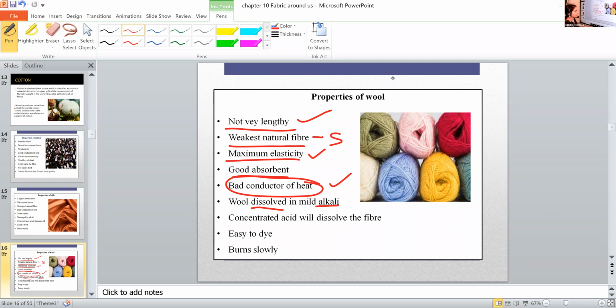Cotton is a good conductor of heat and wool is a bad conductor of heat. In cotton, there is no effect with alkali, but in wool, it dissolves in alkali. And the concentrated acids will dissolve the fiber. Concentrated acids dissolve the fiber.